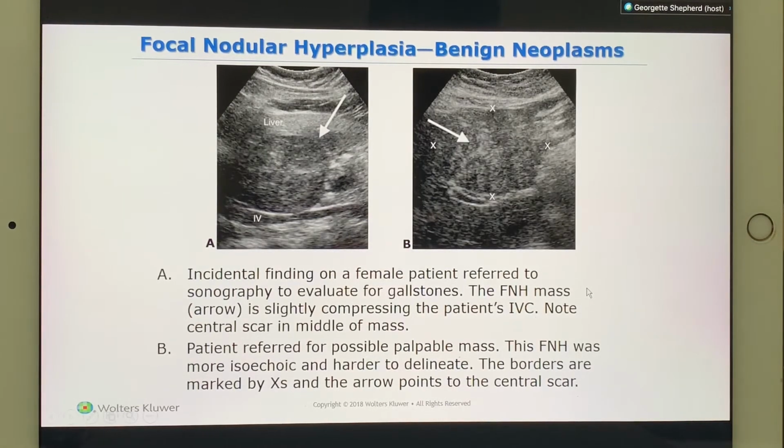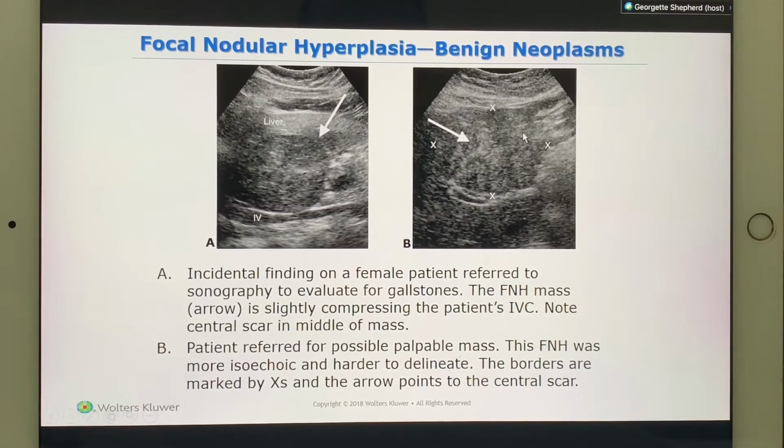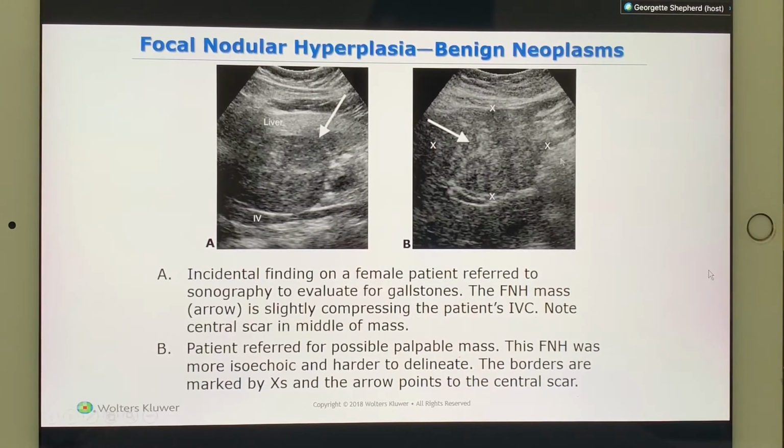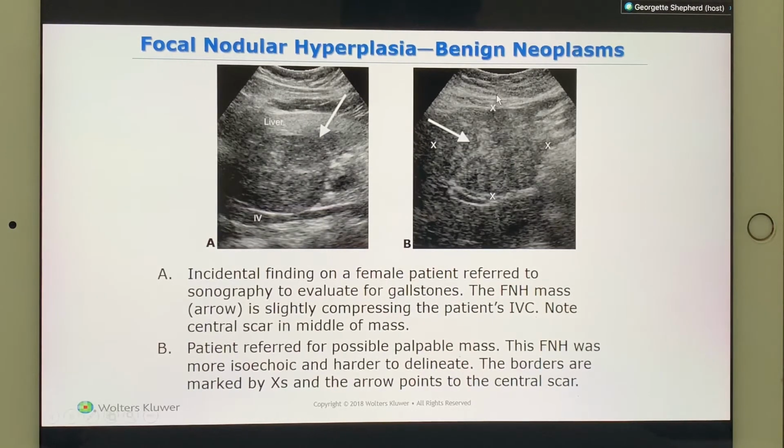Okay. So this person came in to look for gallstones. And what they found was this gigantic mass, and it's compressing on the IVC. So we have to be very careful so that we can do that measurement. Of course, you're always going to measure the longest dimension first. They say that if it's wider than tall, that's a good sign, but if it's taller than wide, that's never a good sign.